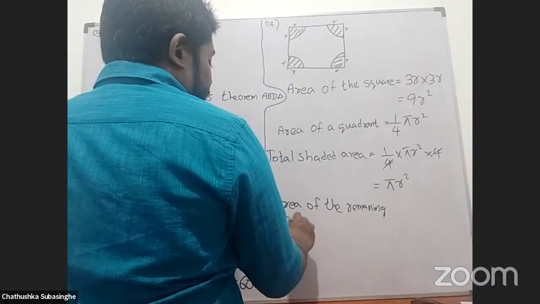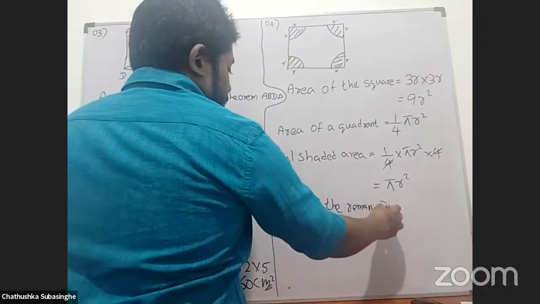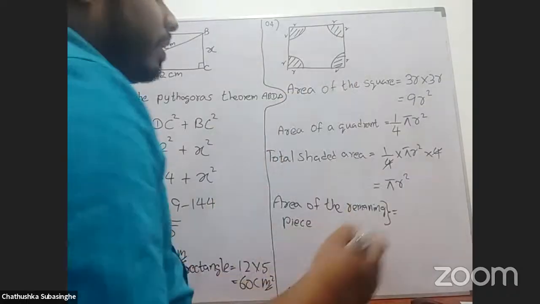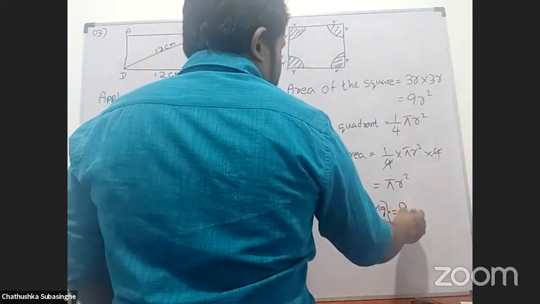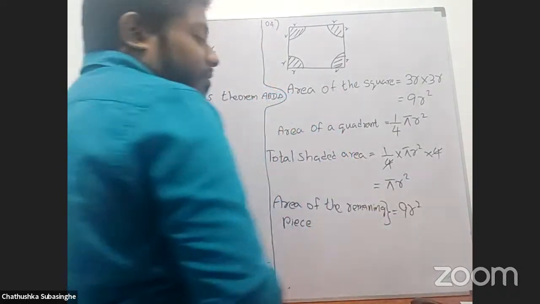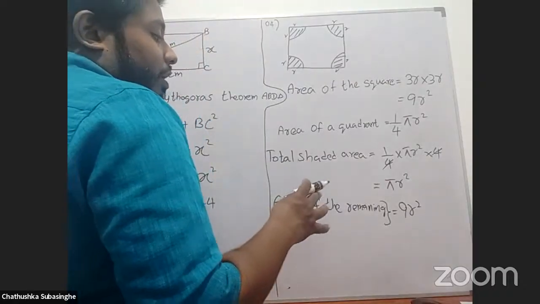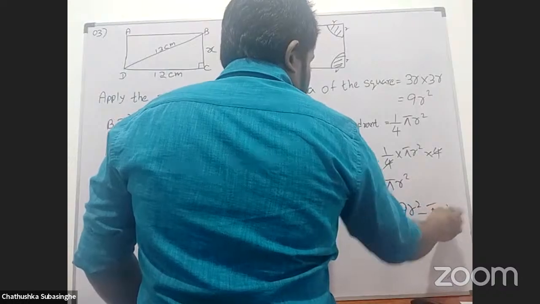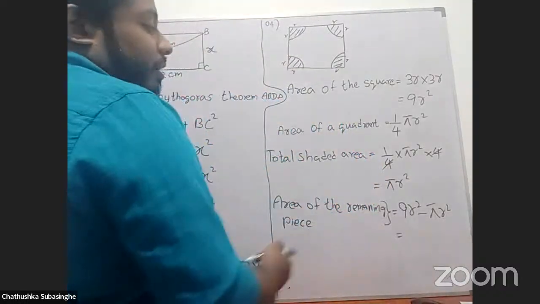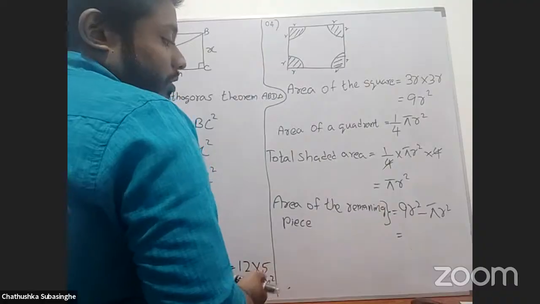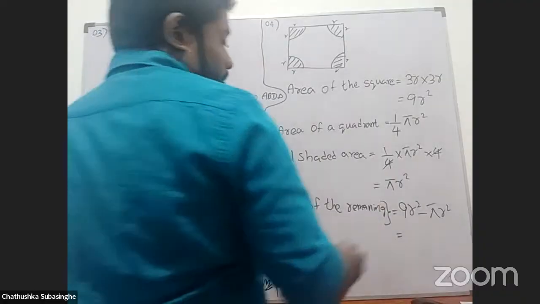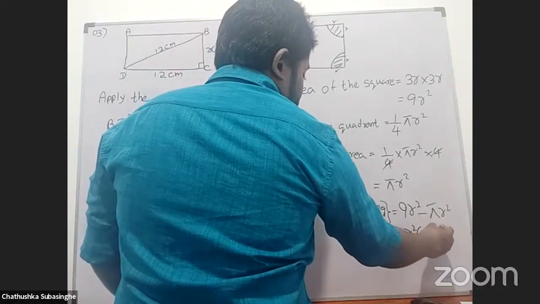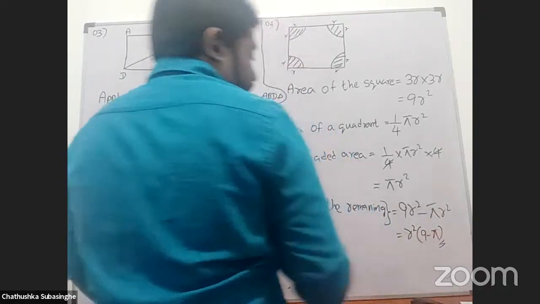Area of the remaining piece is equal to, as a total, we have 9r square. So we have 9r square, that's the total amount. And from that total amount, we are going to remove pi r square. Then I can take r squared out like this. And my final answer would be 9 take away pi.